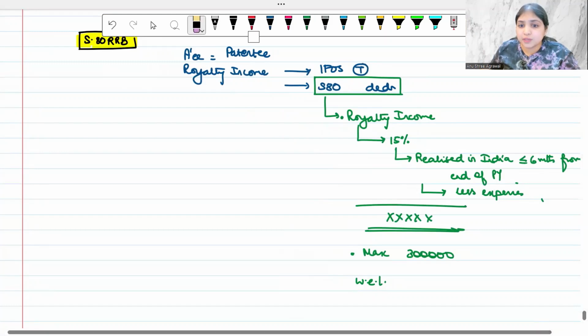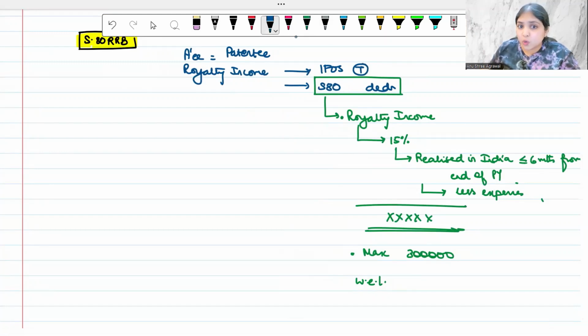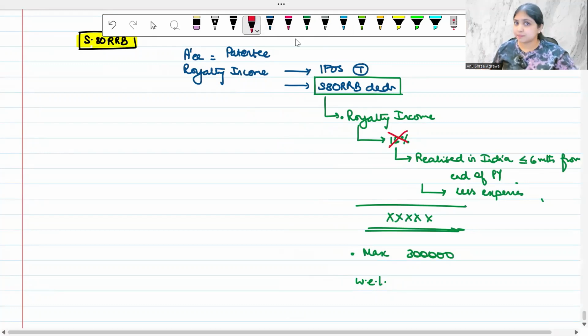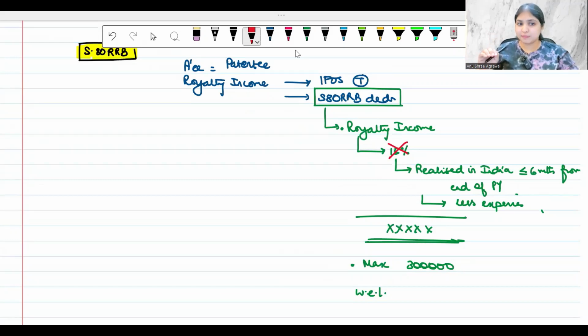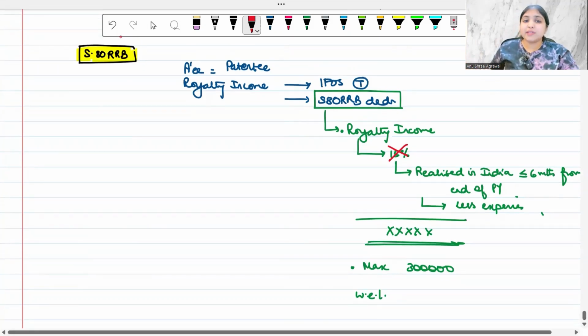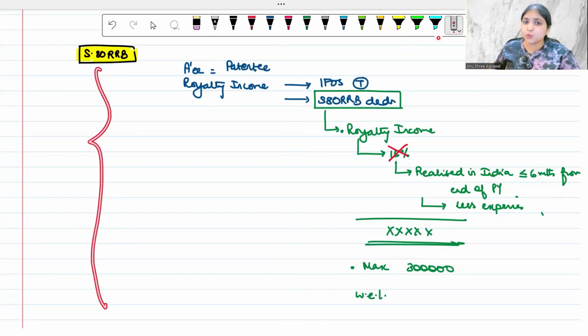Okay. Now, even over here, the steps will be a little similar, but there will also be one small change, and that is here you don't have to restrict it to 15%. In 80 QQB, we restrict the royalty income to 15%, right? But in 80 RRB, we don't restrict the royalty income to 15%. We take the royalty income, whatever the amount is, we'll take it as it is, and then we'll see how much has been remitted to India within 6 months from the end of the year, and then we'll subtract the expenses which we've incurred to earn the royalty income. That will be a net number, and even over here the maximum is going to be 3 lakhs. So everything else is exactly the same between 80 QQB and 80 RRB.